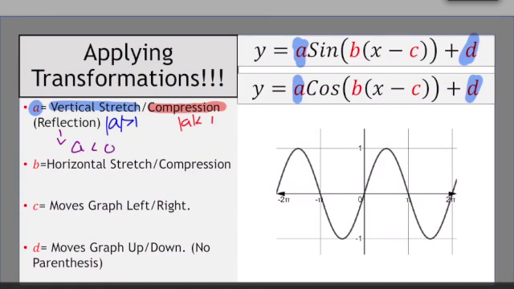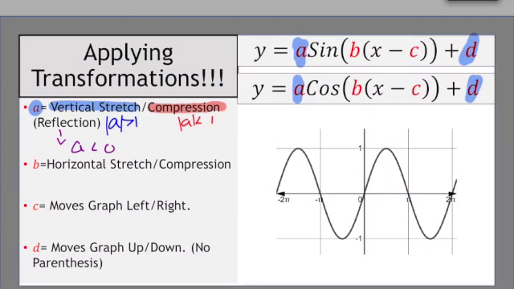All right, and then we'll get to the B value, which is the horizontal stretch and compression, and the C value, which just moves your graph left or right. We'll get to that next week. And then the other guy we're going to look at is the D value. And all this does is move the graph up and down. And I'll give you a little tip here. The way you can identify the D value is it's not in parentheses. You're going to notice the C value is always inside of the parentheses.